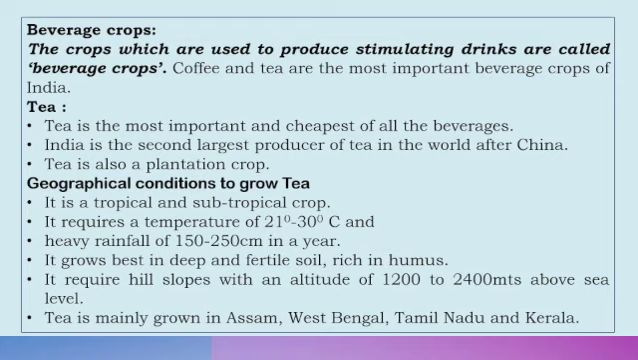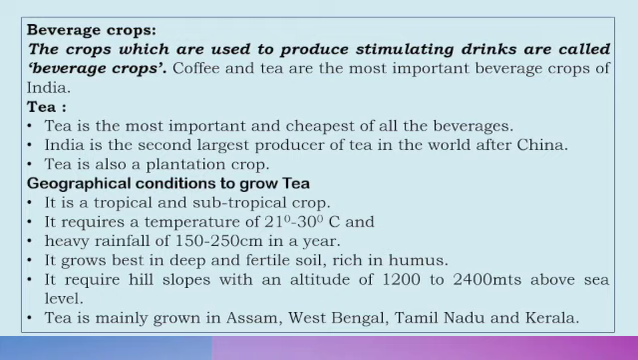Tea. Tea is the most important and cheapest of all the beverages. India is the second largest producer of tea in the world after China. Which country is the largest producer of tea? China. India stands second. And tea is a plantation crop.